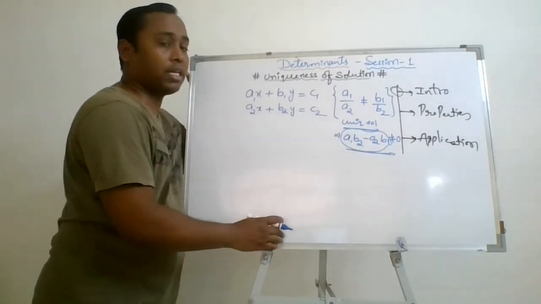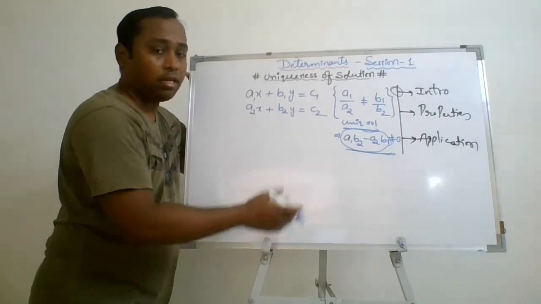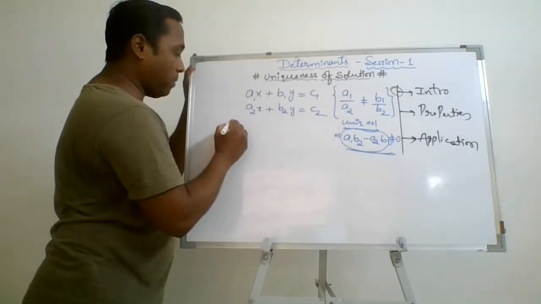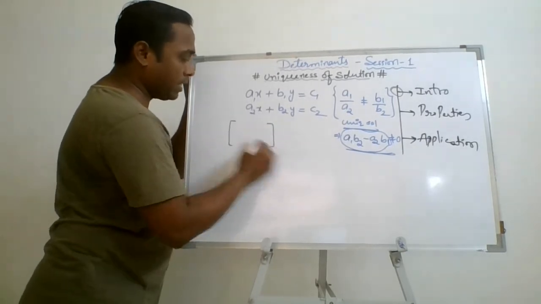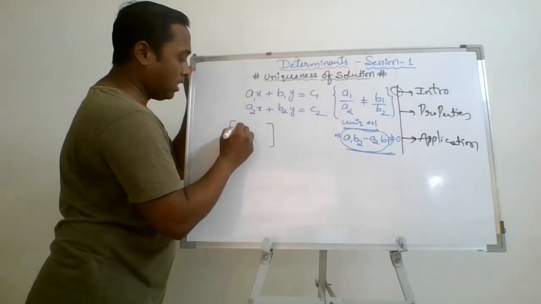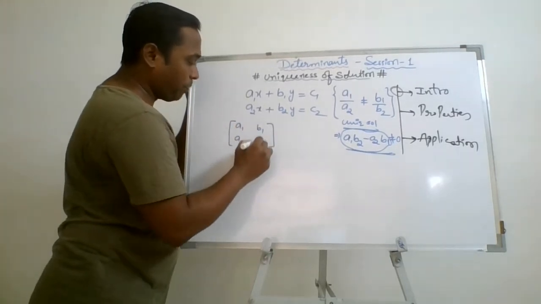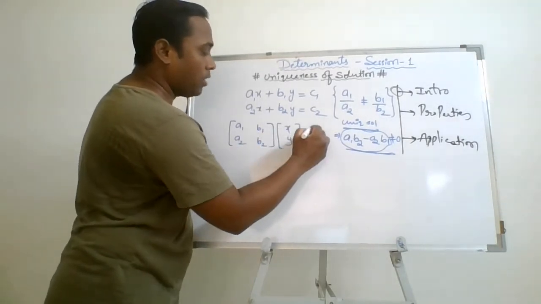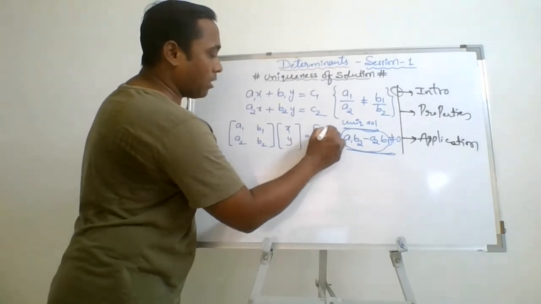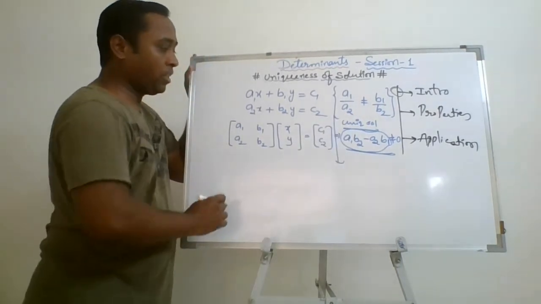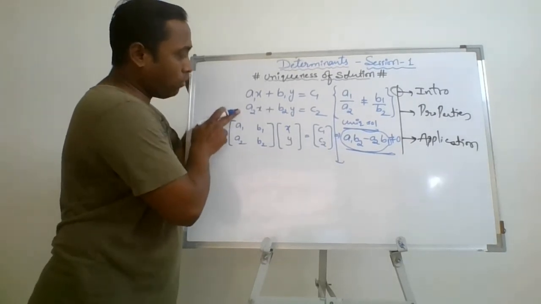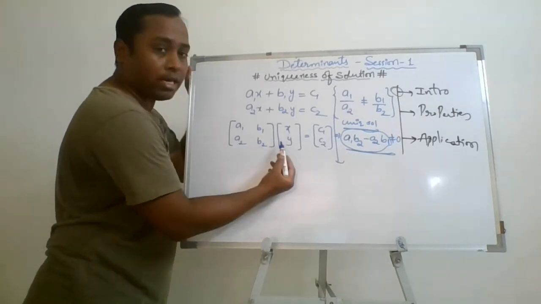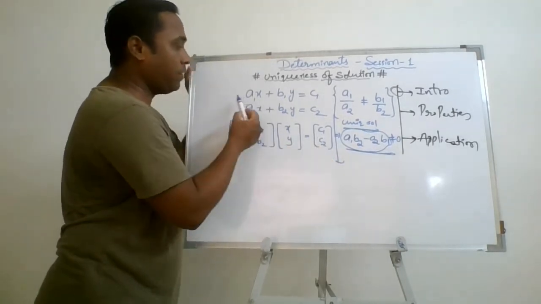And this determinant number can also be calculated with the help of matrices. Let's see. I am writing the same equations in matrix language, by taking the coefficients of x and y in a square matrix a1, a2, b1, b2, the variables in a column matrix, and the constants also in a column matrix. So I am writing the same system of equations in matrix language. If you multiply these two matrices and equate to this matrix, you will definitely get these equations.